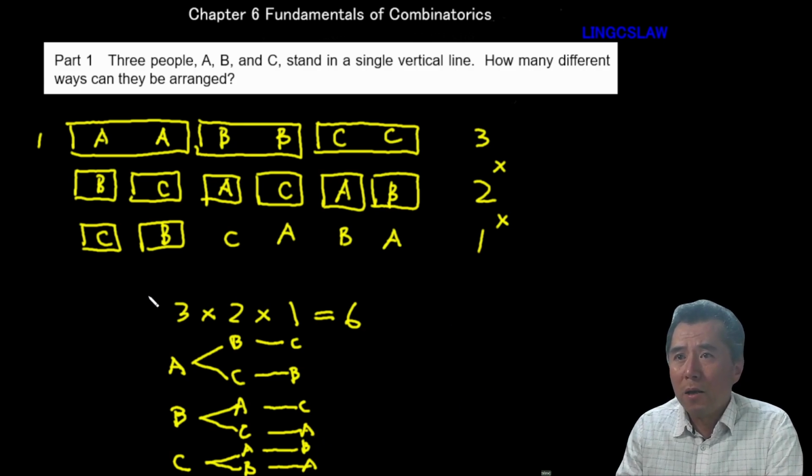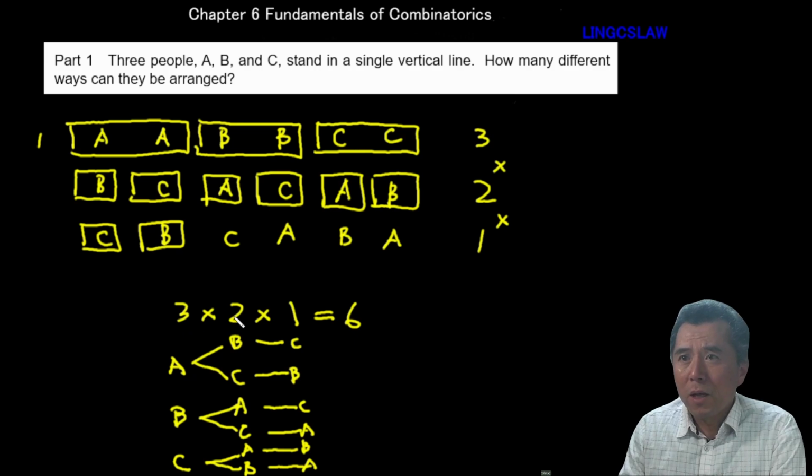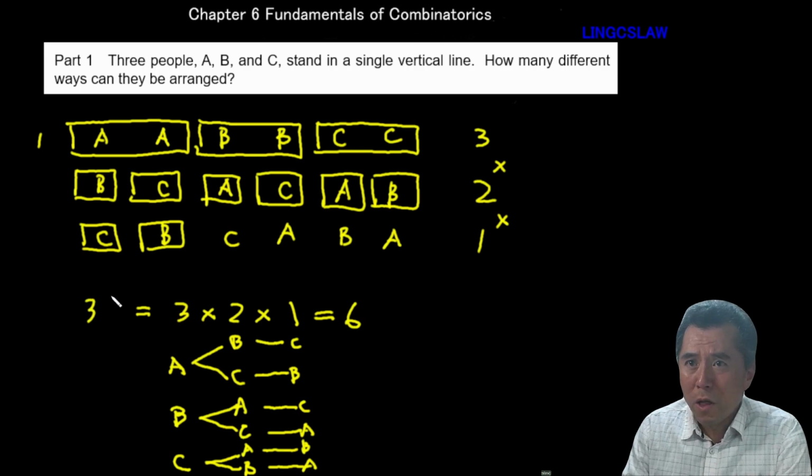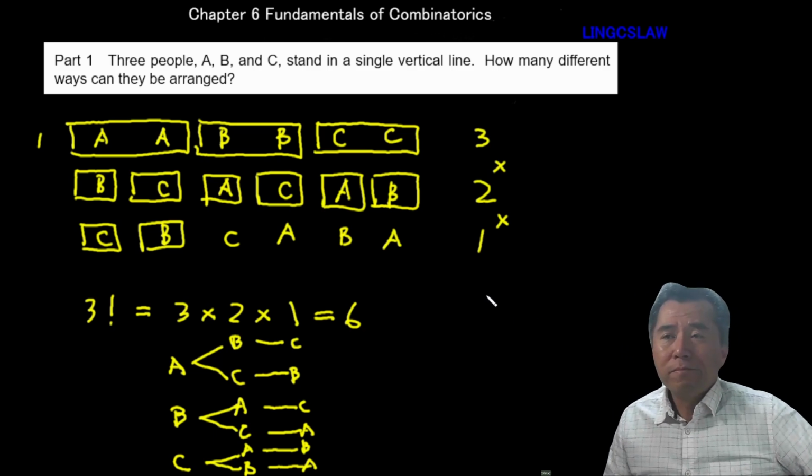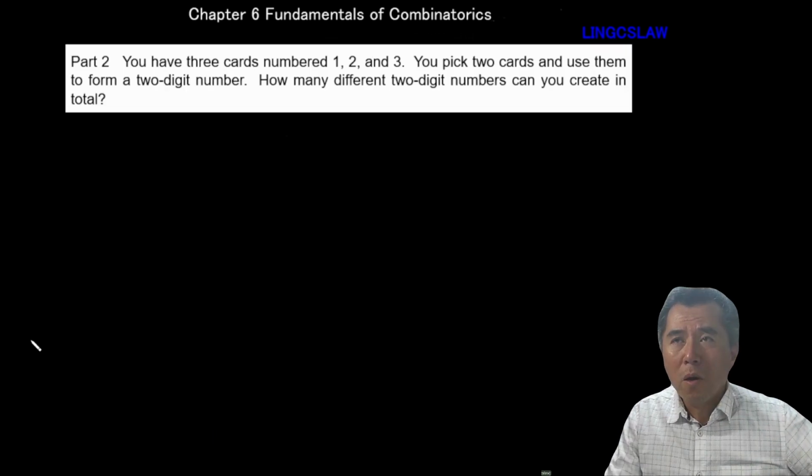So 3 times 2 times 1 is, in mathematical terms, called 3 factorial, and using this exclamation mark, this is 3 factorial. Now let's go on to number 2. Alright, number 2.